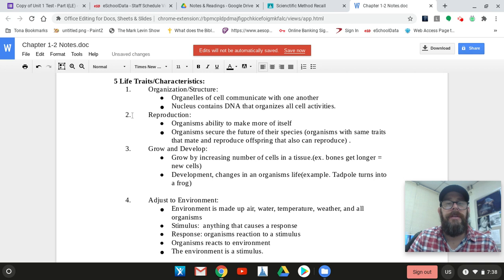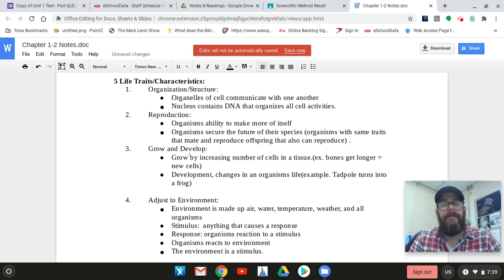Reproduction, number 2, the second life trait. It's an organism's ability to make more of itself. So it could be down at the cellular level or as high as us as a complex organism. Organisms secure the future of their species. Organisms with the same traits that mate and reproduce offspring that can also reproduce. So that's the definition of a species.